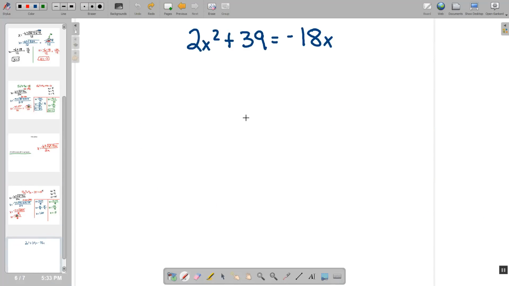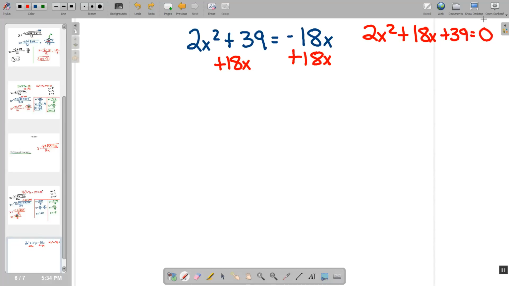For this problem, we do not have an equation that's set equal to 0, so we need to move whatever is on the right side of the equation away from that side to create 0. Now this time it's an x, so I'm going to add 18x to both sides. This creates a 0 on this side. And so I get 2x squared plus, and I'm going to put the x second, 18x plus 39 is equal to 0. So we got some big numbers going on here, but we can still solve this problem using the same tools that we had before.